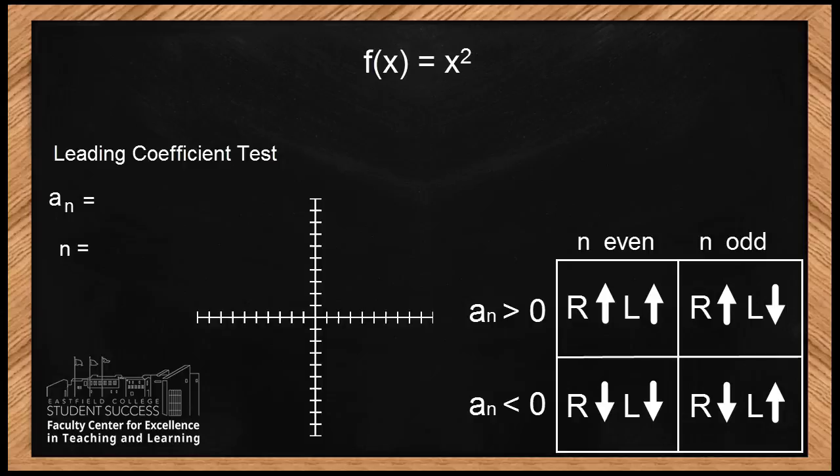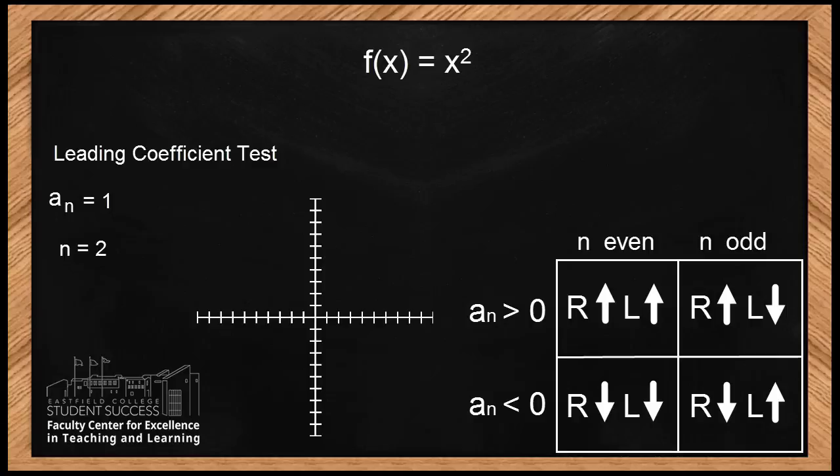Let's look at the quadratic function. Notice how the highest power of this function is 2. Well, 2 happens to be an even number. So here, n is even. Look at the leading coefficient. The leading coefficient of the quadratic function is the number in front of x being squared. In our case, it's 1. Well, 1 happens to be greater than 0. So here, n is even, and the leading coefficient is positive. We are in this first cell. n is even, and a sub n is greater than 0. Look at the ends of this quadratic function. Both ends point up. So the right end points up and the left end points up.